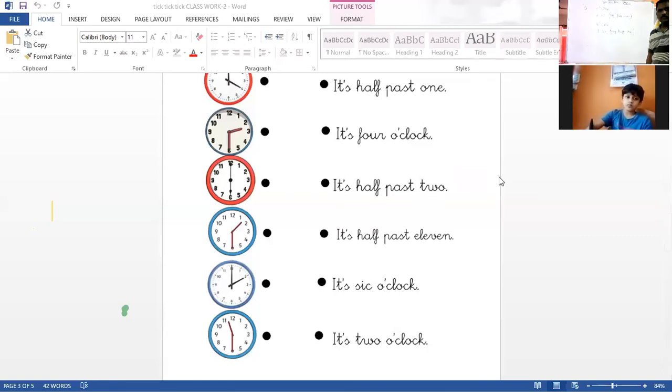Over, sir. After 1:30, we have 2 o'clock. Half past 2 o'clock. Then 11:30 is there. Half past 11 o'clock. 30 minutes past 11. Half past 11.